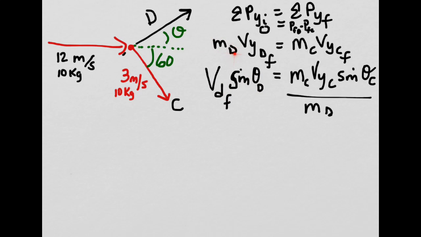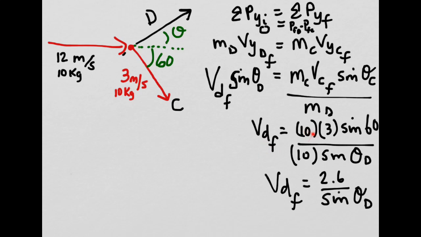I brought this m down to here. I did the same thing on this side. MC stays. Vyc final becomes, this should say Vc final, I'll fix that, Vc final sine theta c. I have several of these numbers, and I'm going to plug and chug.